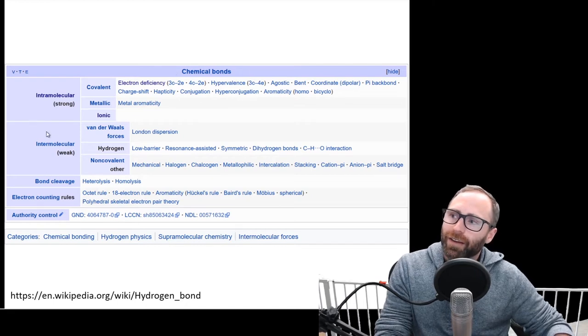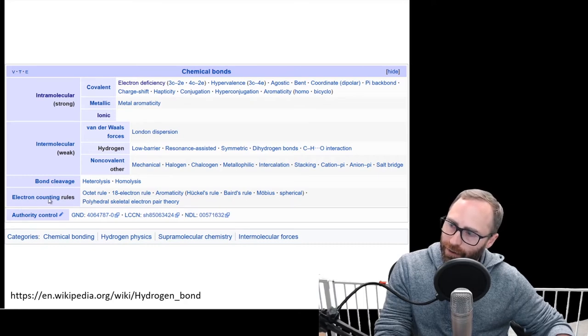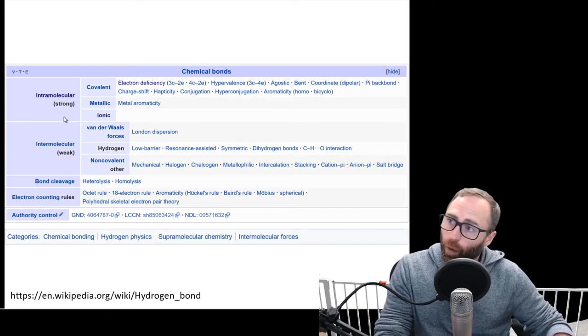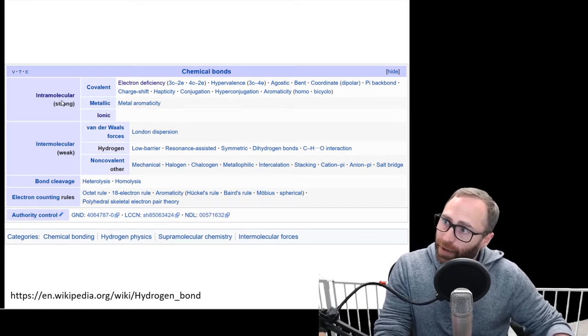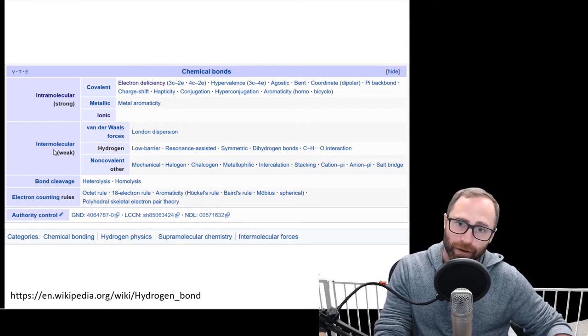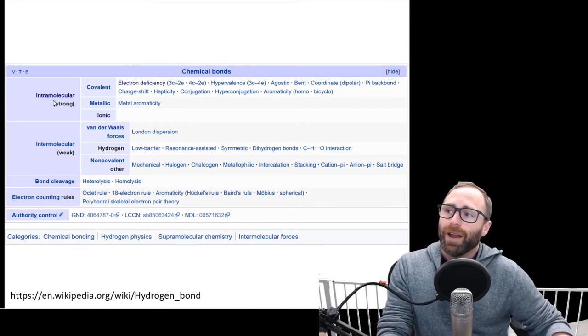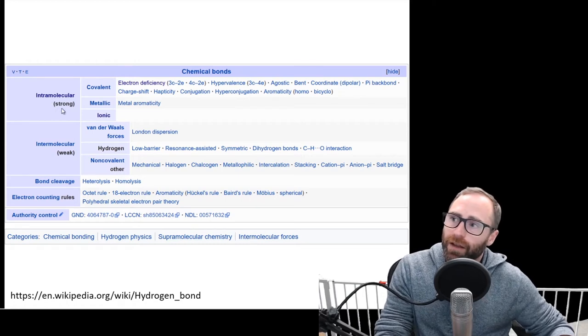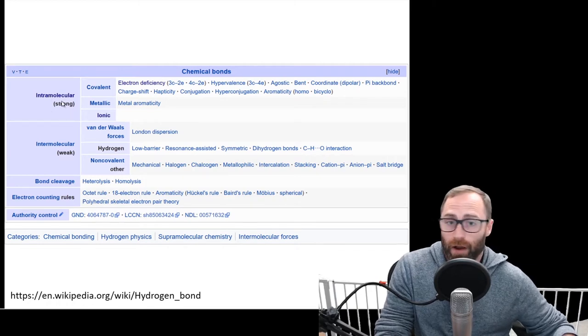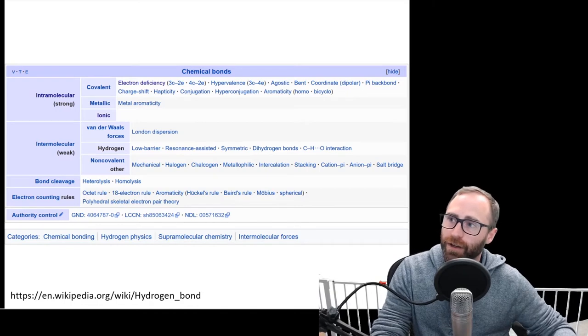So over here on the left, we see these things at the bottom, which we're not going to worry about. We're not going to worry about cleavage or electron counting or authority control. What we are going to be looking at is intramolecular forces and intermolecular forces. An intramolecular force is listed here as strong. This would be a strong chemical bond. These are what we've talked about up until this point in chemistry. These are our covalent bonds, our ionic bonds, and our metallic bonds.